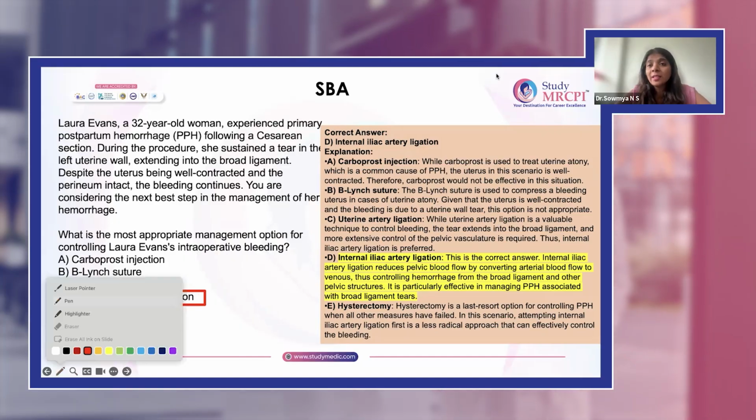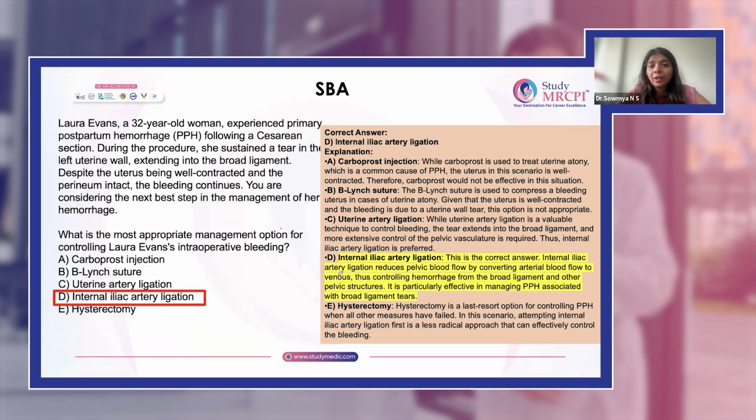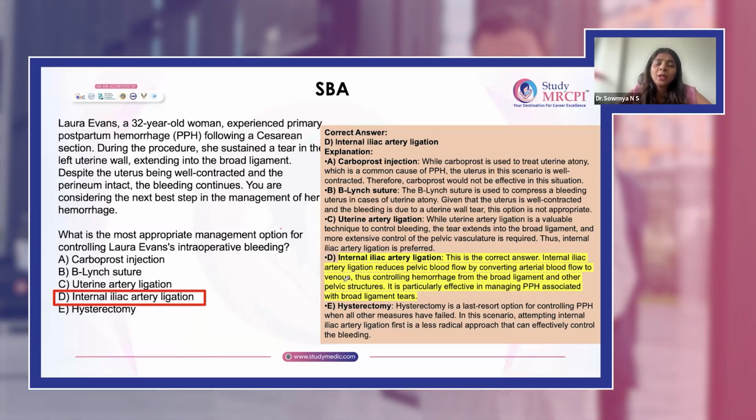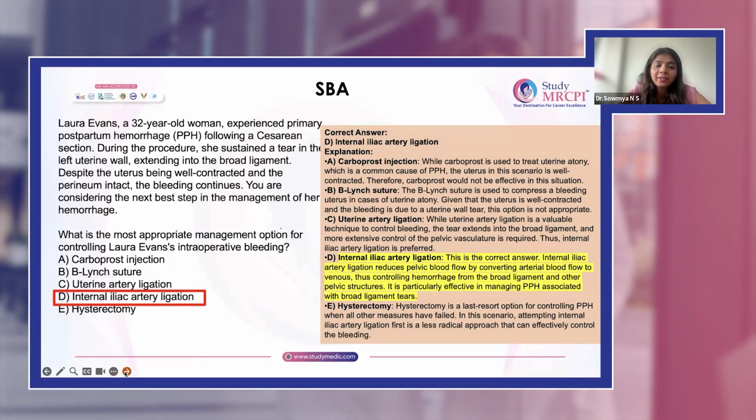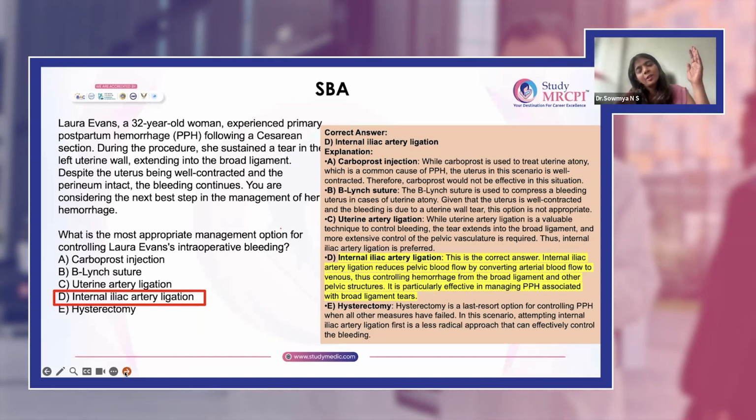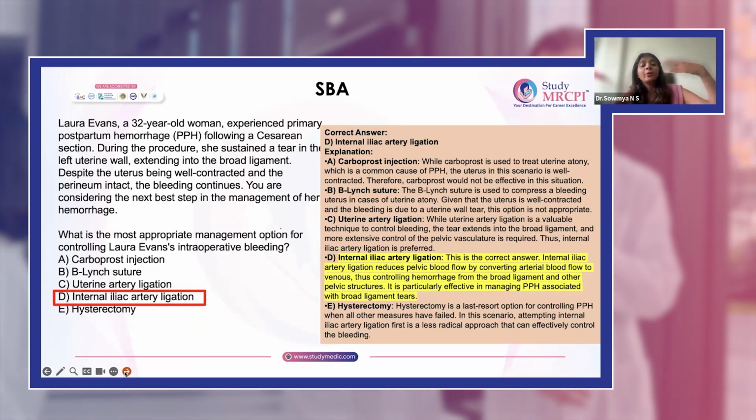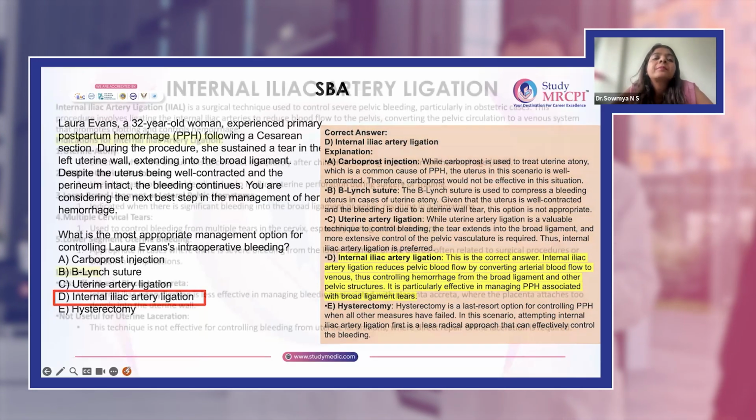If you have come across this real case scenario, you know that it starts bleeding from the venous plexus around the broad ligament, and a hematoma happens very quickly. So you have to ligate the internal iliac artery. Hope this is clear. Whenever a broad ligament tear or broad ligament hematoma is involved, you should think of the internal iliac artery. If not, you can think of the uterine artery.